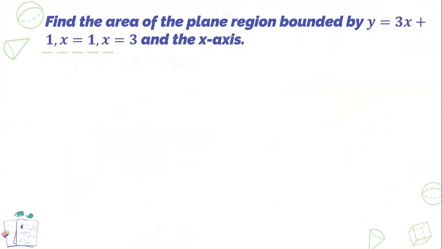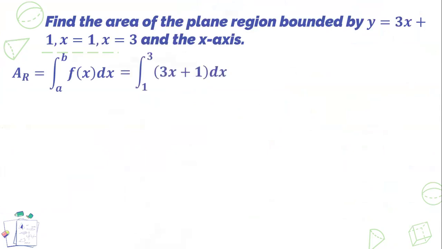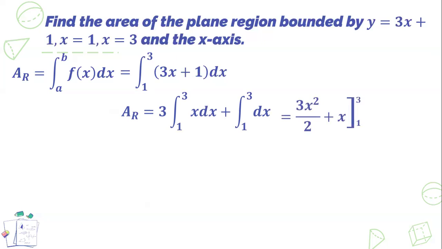Let's try the formula suggested by Riemann integration. So we have A sub R is equal to the integral from a to b of f of x dx. So our boundaries are set already. So we have from 1 to 3. And of course, we simply write the given function. So we integrate regularly using the constant multiple theorem and other rules. Next, we'll have 3x squared over 2 plus x, that's the antiderivative, from 1 to 3.